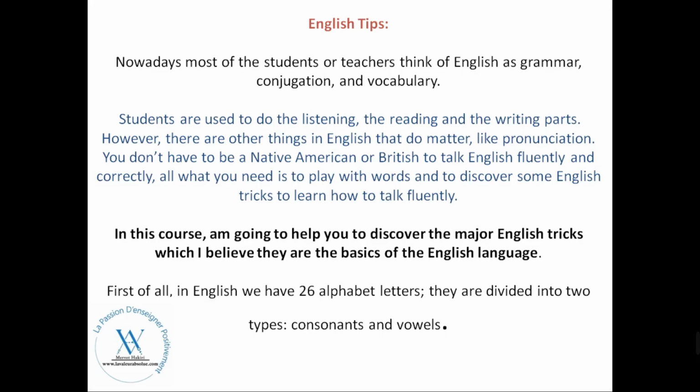So as I said, in English we have 26 alphabet letters. These 26 alphabet letters are actually divided into two types. We have the consonants and the vowels. So guys, please try to focus. We have 26 alphabet letters. They are divided, so there are two types of alphabet letters. There is the consonant and the vowel.